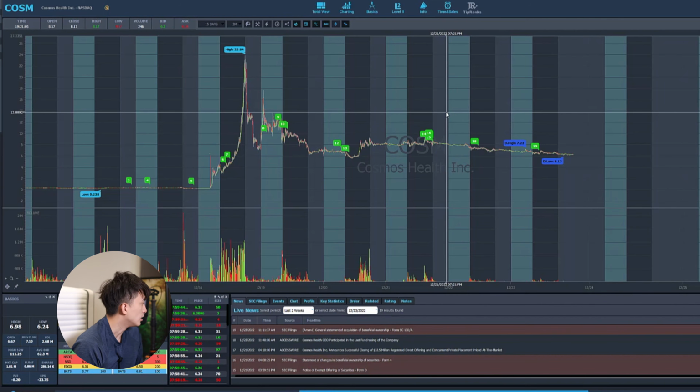But that will be the lesson for reverse splits: always look at your shares and price after the adjustments.